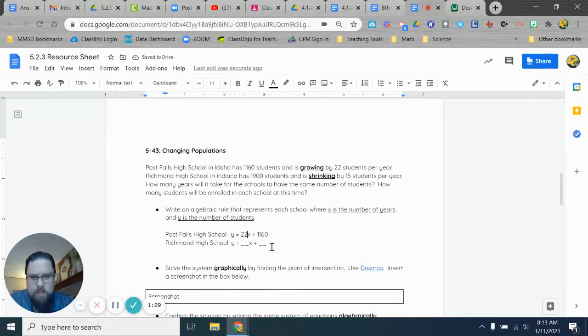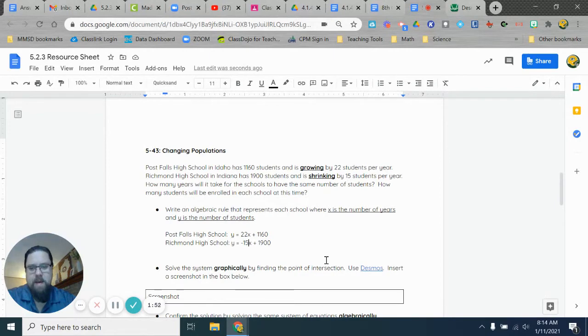And then the same kind of logic applies to Richmond. Richmond's starting point, or year 0, was 1,900 students. And this one, you have to be careful because it's actually shrinking. So that's a negative, right? If you're losing money or losing students, that's negative. A negative 15 students per year shrinking. All right, so there are the rules.